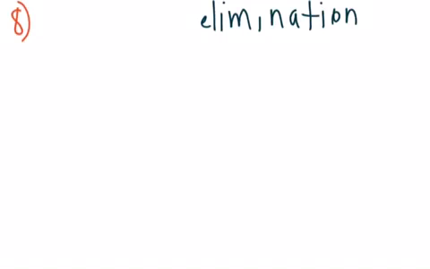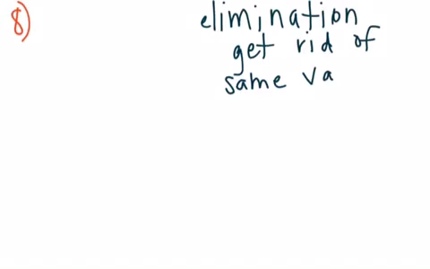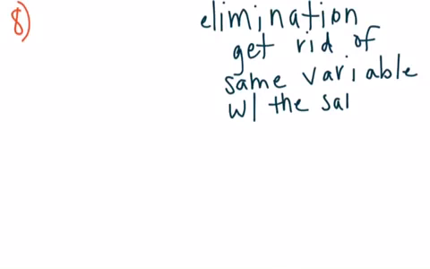Okay, that's two examples of the substitution method. Now let's look at elimination. If you look at the word elimination, that means to get rid of. And in order to get rid of variables, you have to be able to have the same variable with the same number but opposite signs.